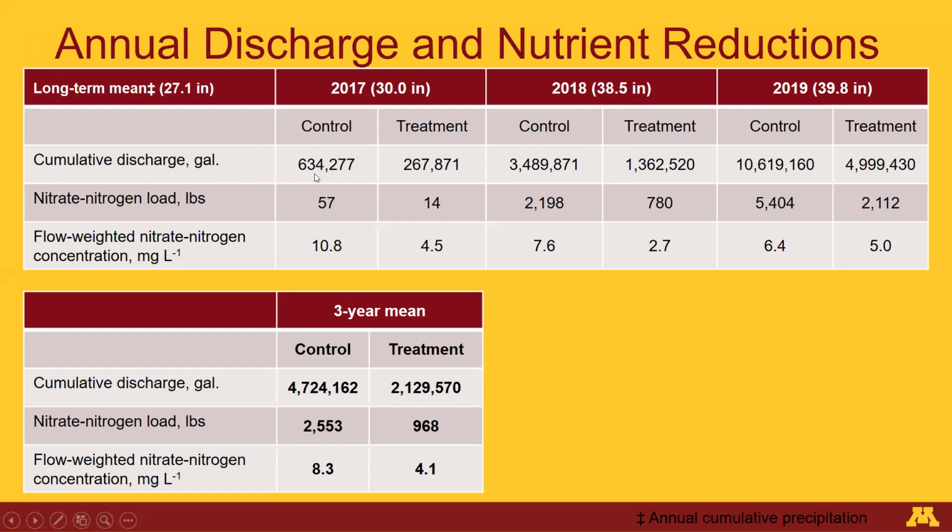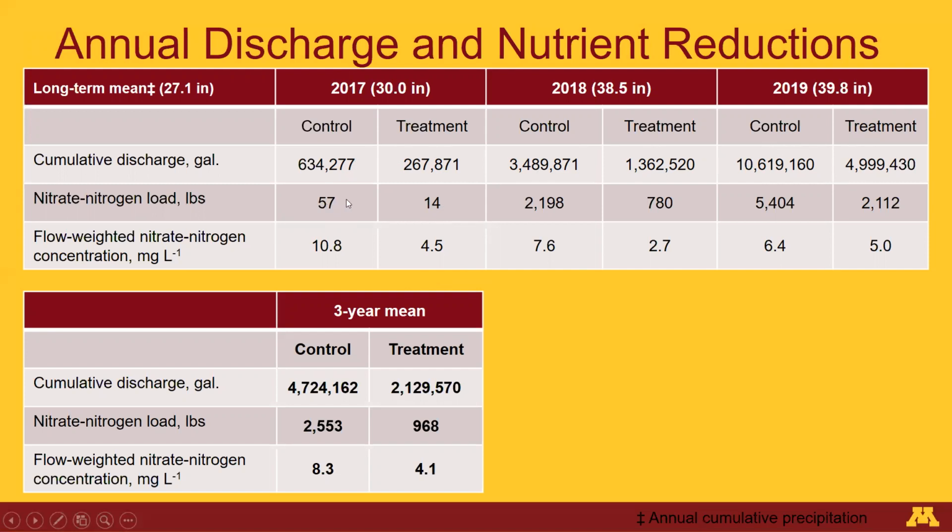So when we start looking at this again, you can look at it from year to year that the discharge from each of the ditch channels was a bit variable. The nitrogen load reductions between the two were also variable, and the nitrogen concentrations were somewhat variable. Of note here, though, is that our treatment channel in every year was always lower in cumulative discharge compared to the control. So less water flowed out of the treatment channel compared to the control channel.